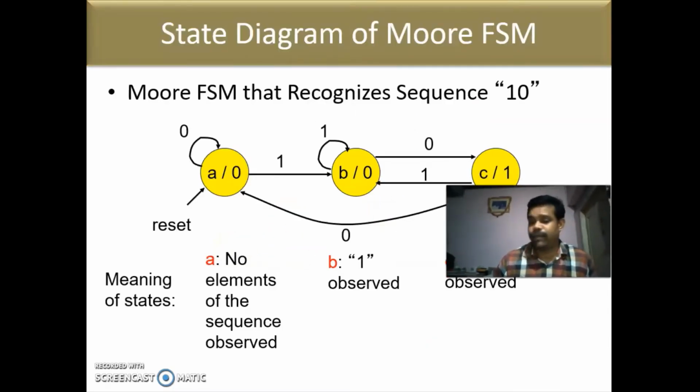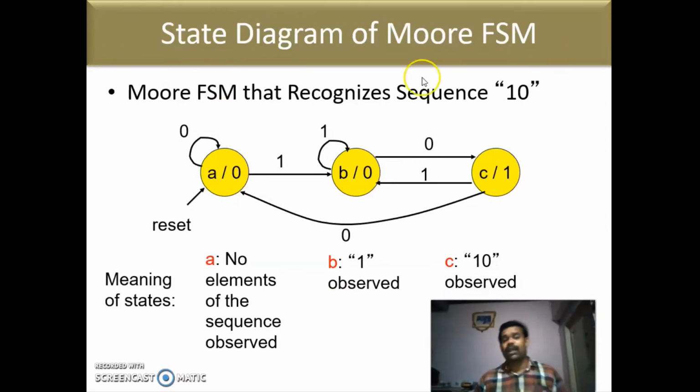So next we are going for a problem. We are going to detect the sequence 1 0 using a sequence detector. So this is a state diagram of a Moore machine. In a Moore machine, we will be writing the output inside the circle, and in Mealy, you will be writing the output in the transition edges.